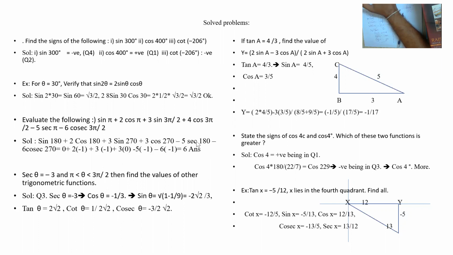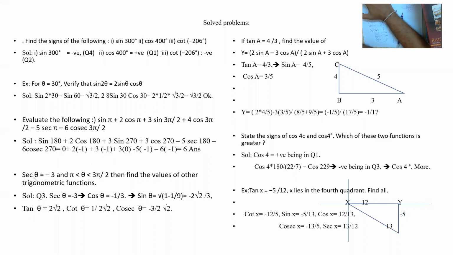So secant 180 is 1 by cos 180, which is minus 1. So 5 into minus 1. 6 into cosecant 270. Cosecant 270 is minus 1. So when I add all these, I get minus 6. So we should be familiar with the plus, minus signs and the values. Basically, these are the axis angles: 0, 180, 270 or 360.